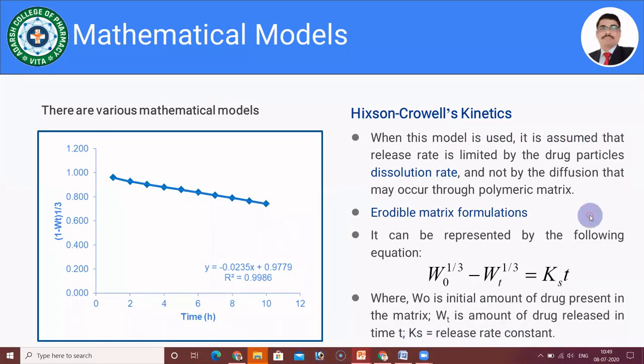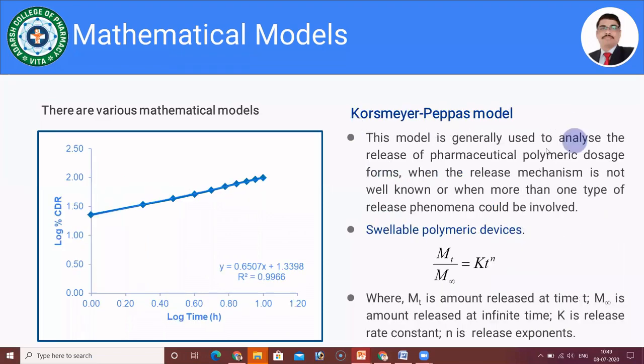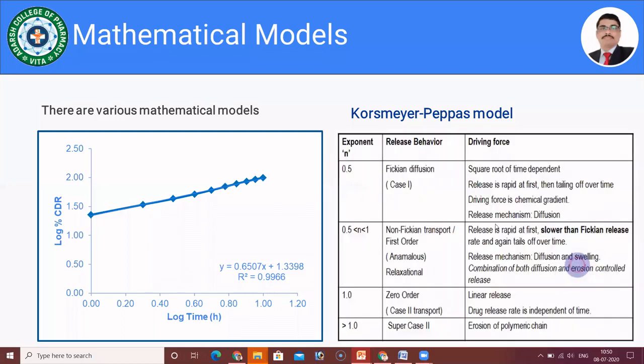Let us move towards the Korsmeyer-Peppas model. It is generally used to analyze the release of pharmaceutical polymeric dosage forms when the release mechanism is not well known, or when more than one type of release phenomenon could be involved. Here the equation used is Mt divided by M infinity is equal to Kt raised to n. Generally the swellable systems follow the Peppas model, and n is the release exponent, with the help of which it is possible to get an idea about how the drug is released from the matrices, that is Fickian diffusion, non-Fickian diffusion, zero order case 2 or super case 2. So this is about the Korsmeyer-Peppas.